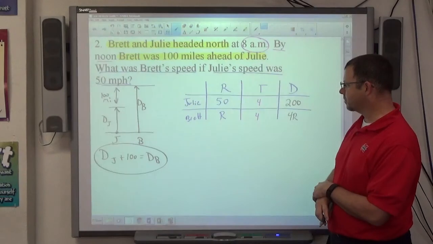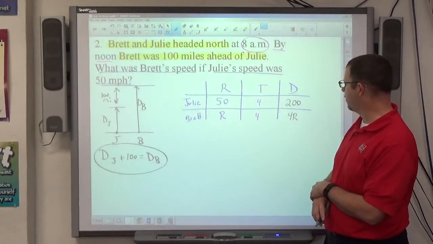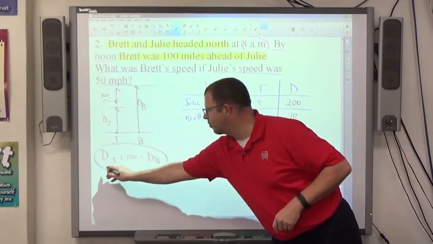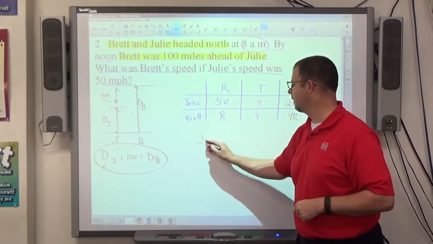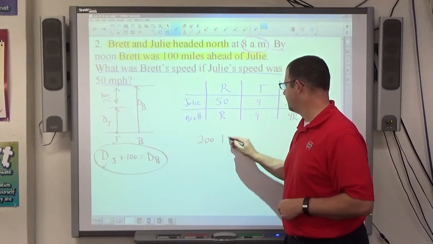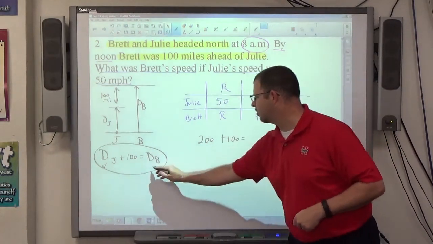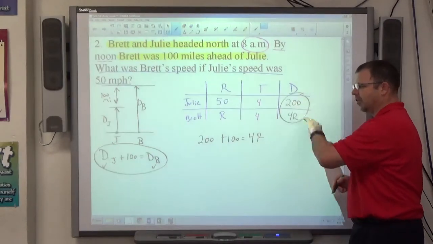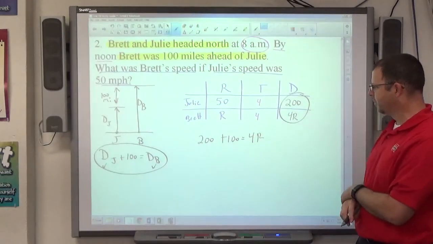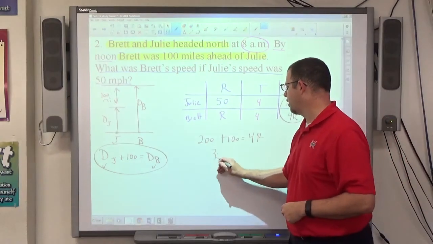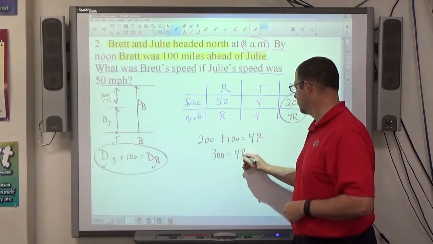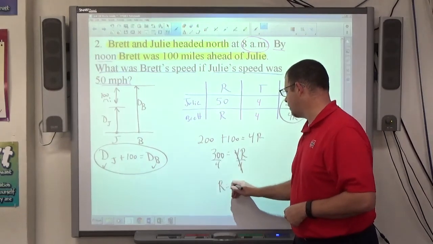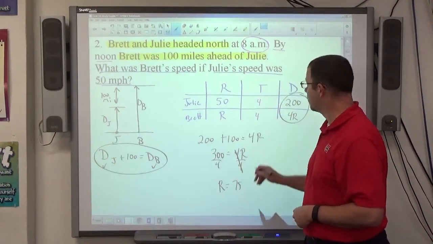And at this point, if we substitute the numbers over there, we should get what everything is. So Julie's distance, which is here, is 200 plus 100, is equal to Brett's distance, which is 4r. So again, once we establish what their distances are, we can just substitute them into the expression. r is the only variable here, so 300 is equal to 4r. Divide both sides by 4. We find out that Brett was going 75. The unit of speed is miles per hour.